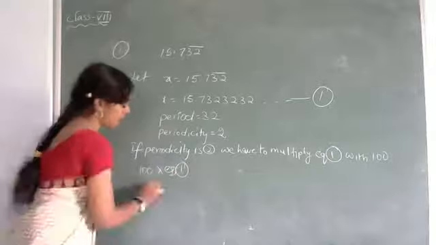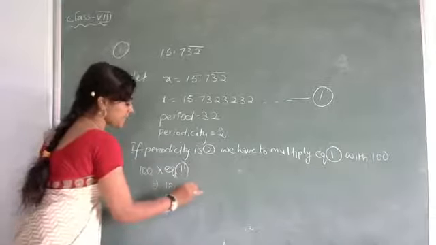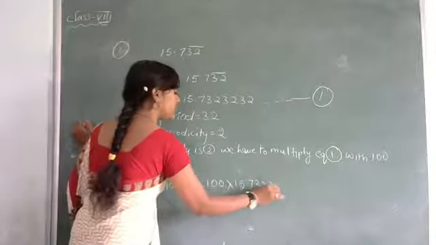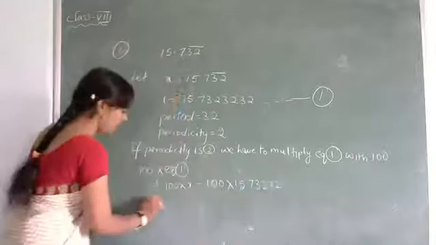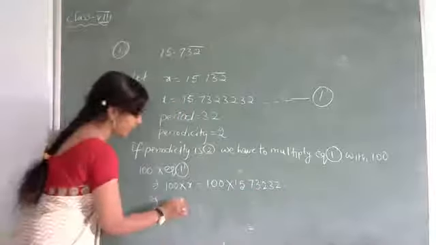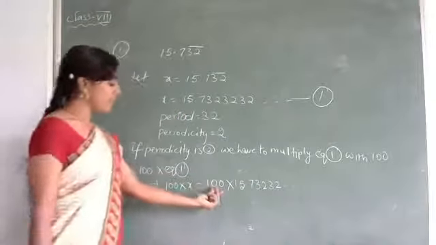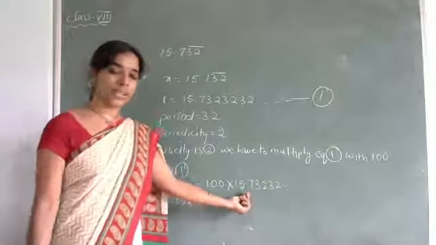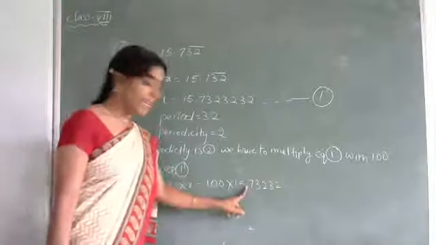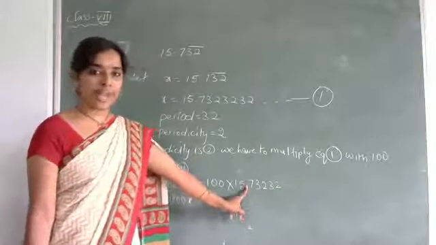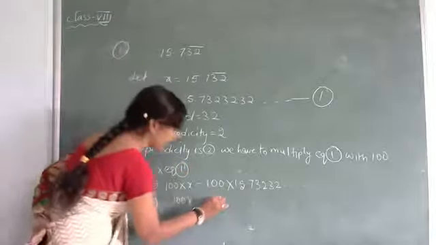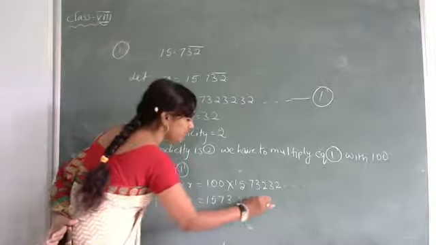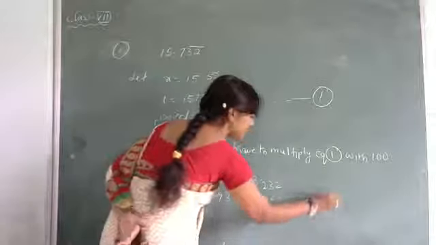So 100 into equation 1, children. Then it will become 100 into x, equal to 100 into 15.73232 and so on. So 100 into x is 100x. I am multiplying 100 with this decimal number. So how many zeros are there? 2 zeros, which means the decimal point will move 2 digits to the right side. Then it will become 1573.23232 and so on. This is equation 2.